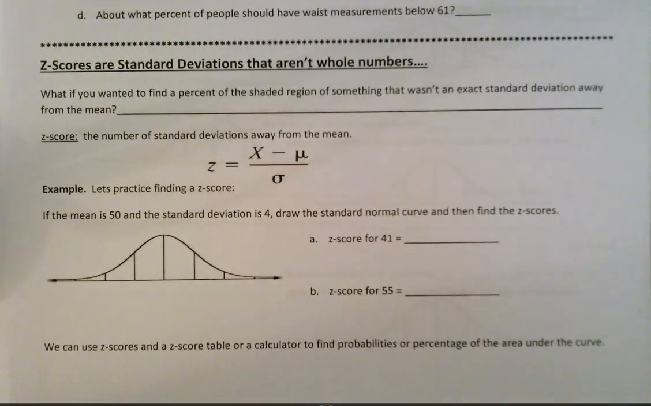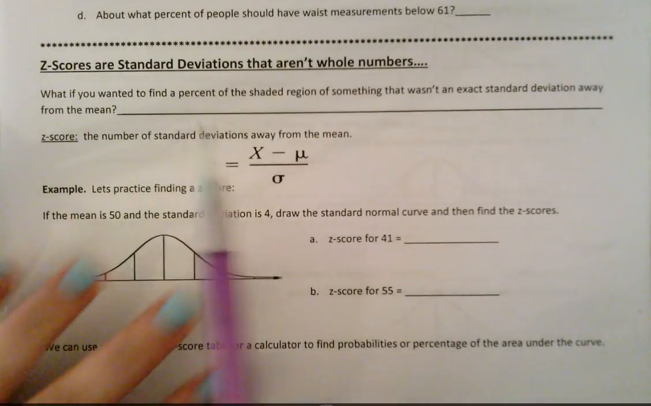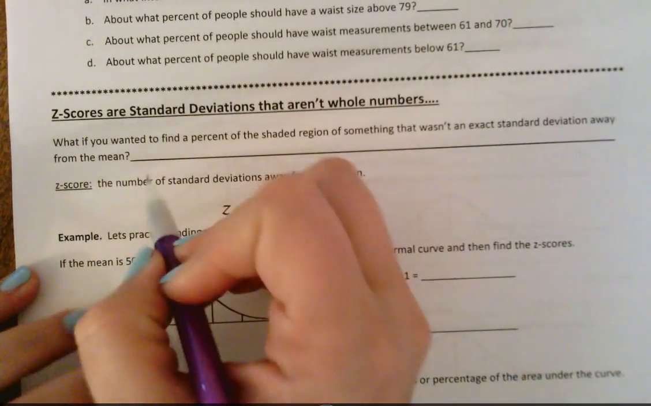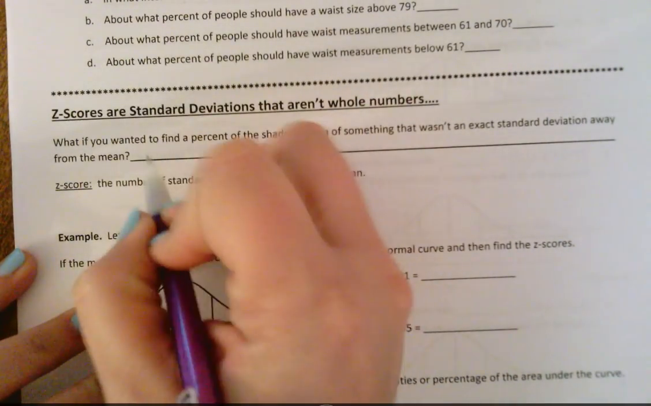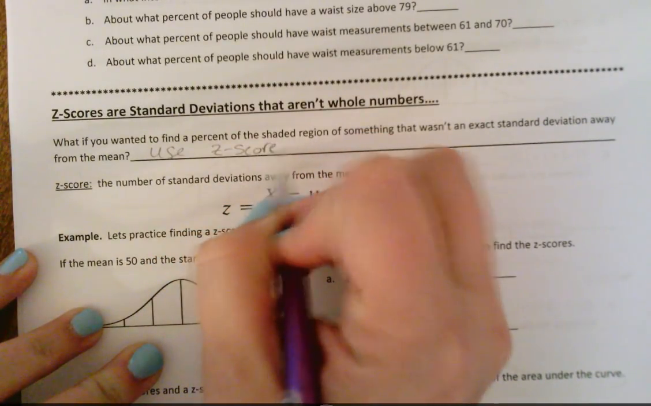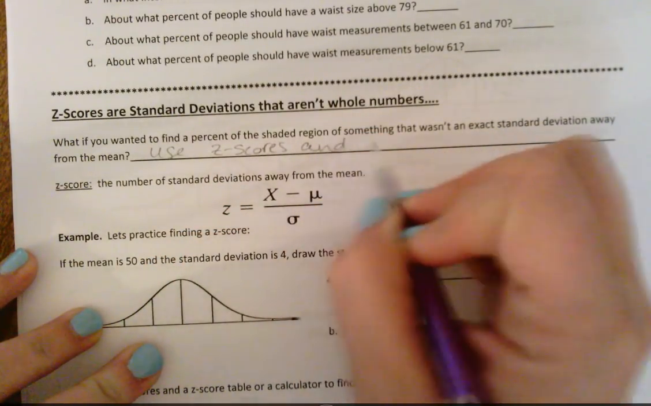All right, guys, today we're going to talk about z-scores and standard deviations that are not whole numbers. So remember on Friday we talked about standard deviations measuring how far away from the center we are. So when we don't have a labeled standard deviation like we did on Friday, what we're going to have to do is we're going to use z-scores and a calculator.